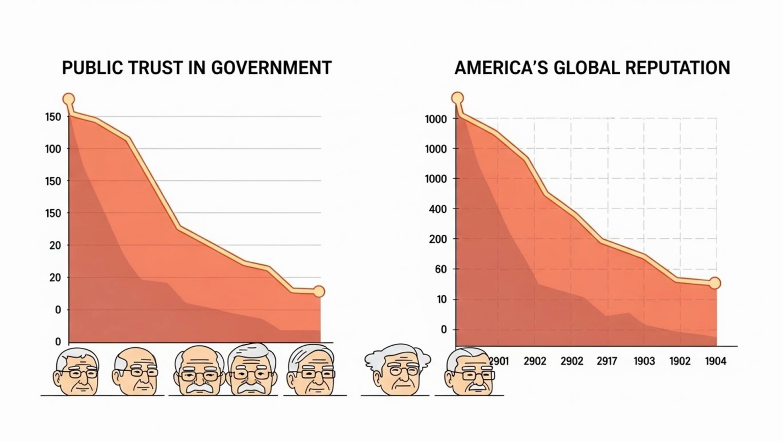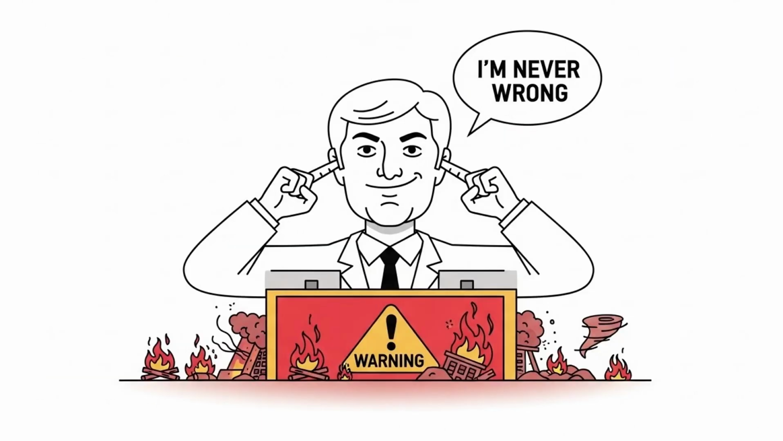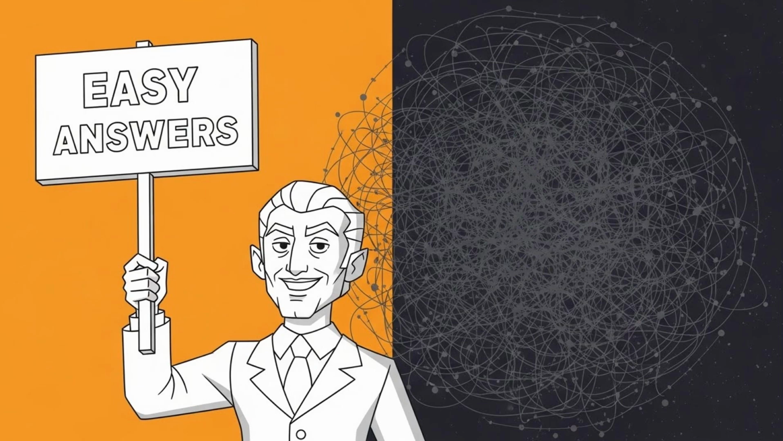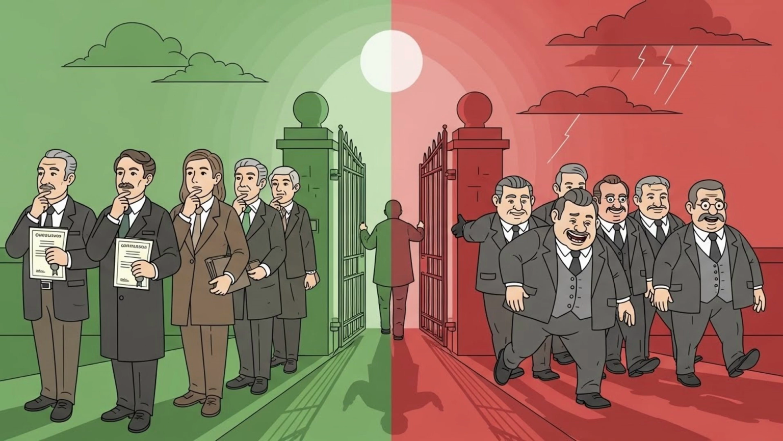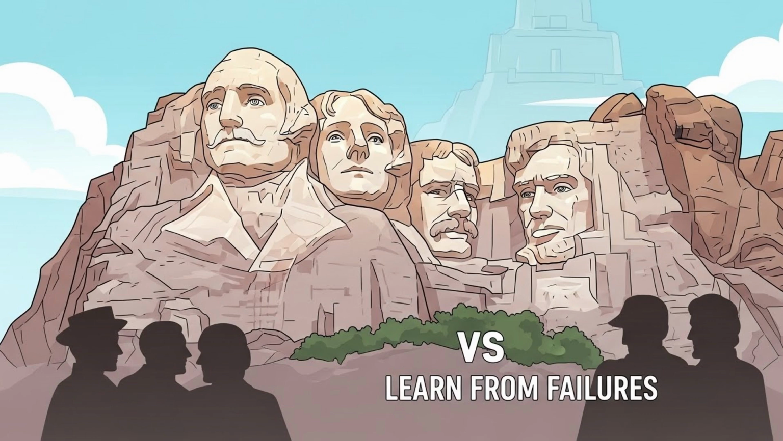These historical failures offer lessons for today. Beware leaders who never admit mistakes. Question those who promise simple solutions to complex problems. Demand competence, not just loyalty. Hold leaders accountable when they fail. Because the presidency is too powerful and America too important to be led by people who refuse to learn from history's worst decisions.